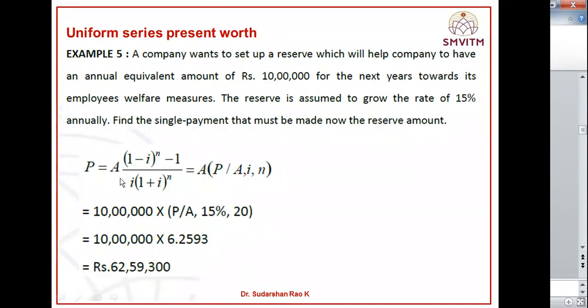P equals A into (1 plus I) to the power n minus 1, divided by I into (1 plus I) to the power n. Therefore, it is 62 lakh 59,300. If they deposit this now, then every year they will get 10 lakh rupees for the next 20 years. They deposit 62 lakh 59,300 at a 15% interest rate. This is your uniform series present worth.